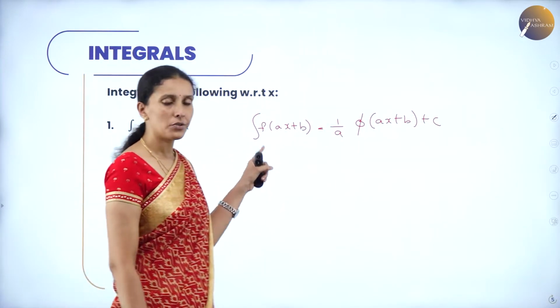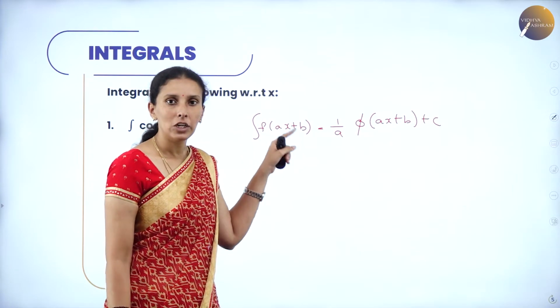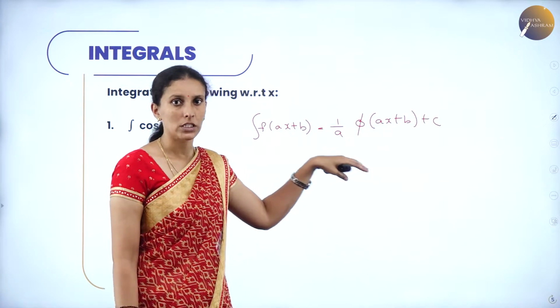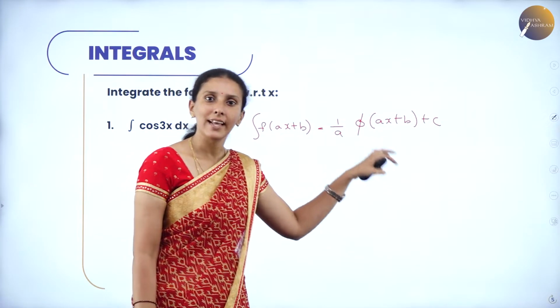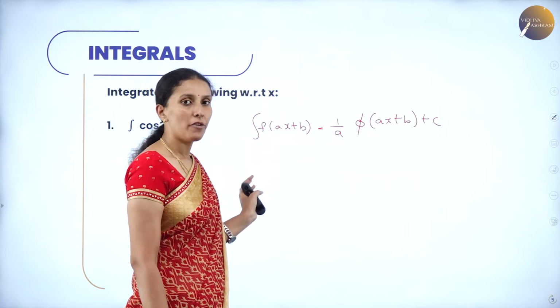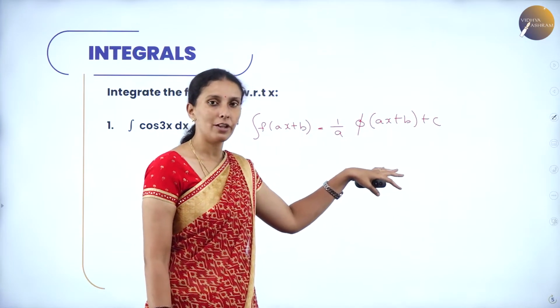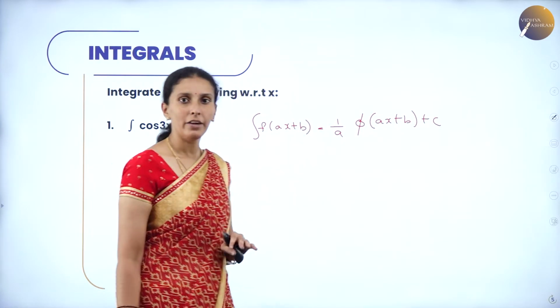Suppose you have sin x, what is the integral of sin x? The integral of sin x is minus cos x. If you have secant square x, what is the integral of secant square x? It is tan x. But if you have it in the form of ax plus b, you have to write that also in the form of ax plus b, multiplied by 1 by a.